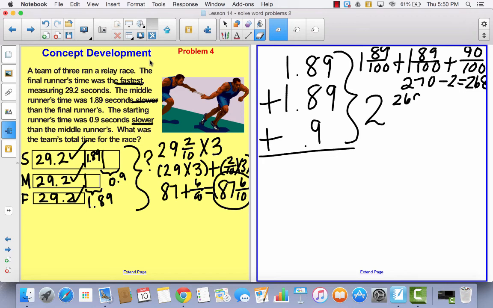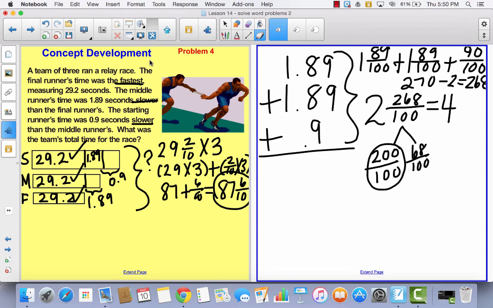So that's 268 hundredths. Well, I can take this improper fraction, and since these are hundreds, it's pretty easy for me to say, well, 200 hundredths is 2 whole numbers, and then I have 68 hundredths. So altogether, this is 2, plus 2 is 4, and 68 hundredths. Okay, so now I just have to take that 87 and 6/10 and add that to 4 and 68 hundredths.